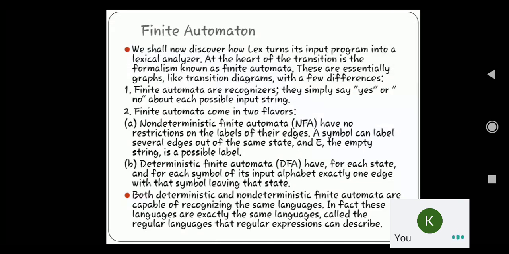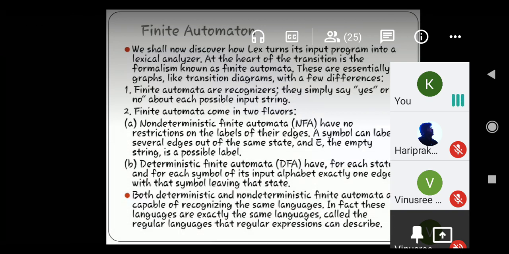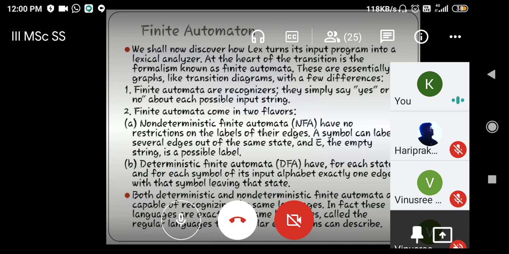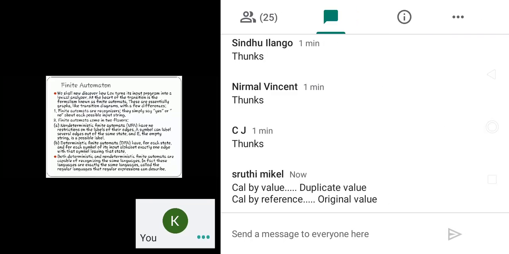Very good. And then the next question: give me any one difference between call by value and call by reference. Any one difference. We have a total of three differences, but you could answer any one of the differences between call by value and call by reference. The first one is the call by value.